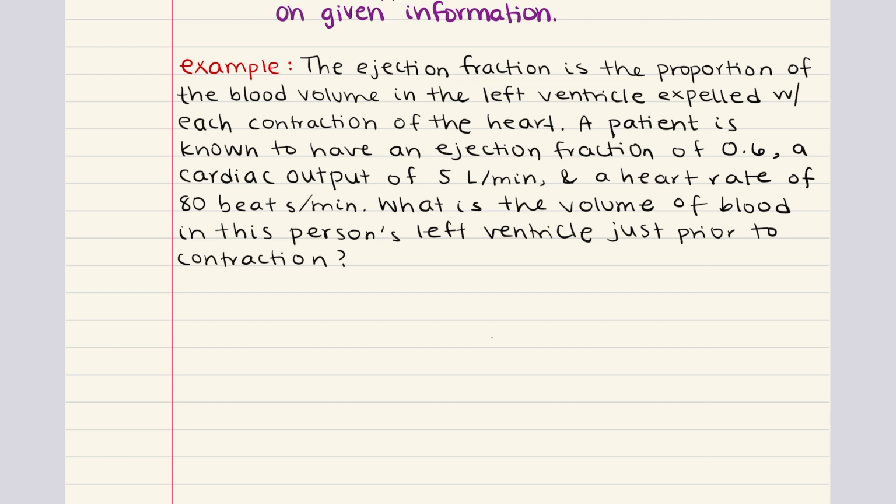Let's break this down. The ejection fraction is the proportion of the blood volume in the left ventricle that's expelled with each heartbeat. We're told that the patient has an ejection fraction of 0.6. This means that 60% of the blood in the ventricle is ejected during one contraction of the heart.